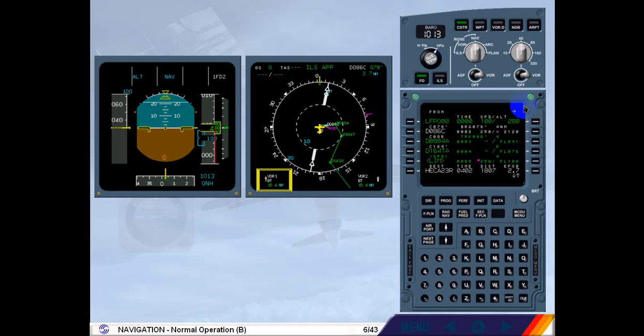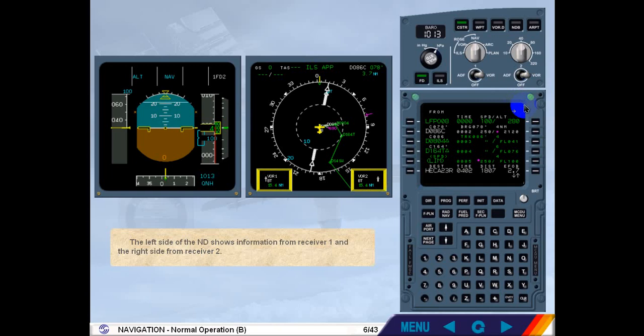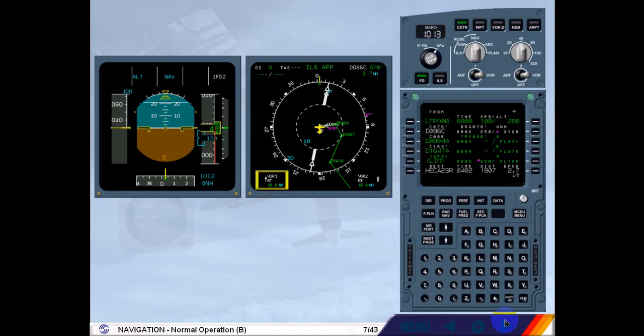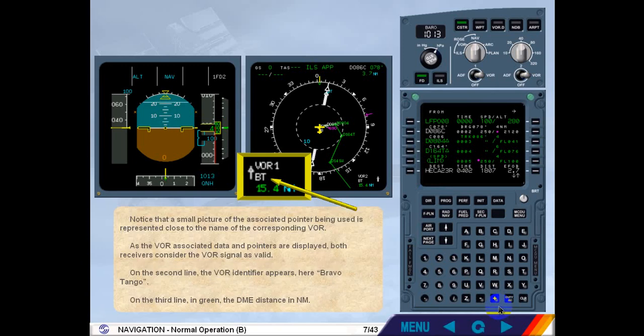The left side of the ND shows information from receiver 1 and the right side from receiver 2. Notice that a small picture of the associated pointer being used is represented close to the name of the corresponding VOR. As the VOR associated data and pointers are displayed, both receivers consider the VOR signal as valid. On the second line, the VOR identifier appears, here Bravo Tango. On the third line, in green, the DME distance in nautical miles.